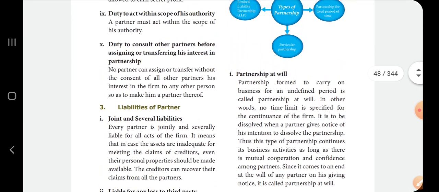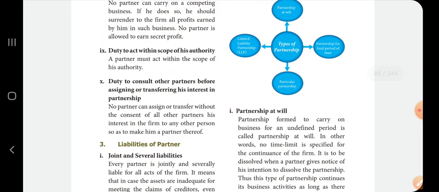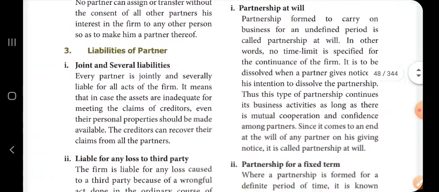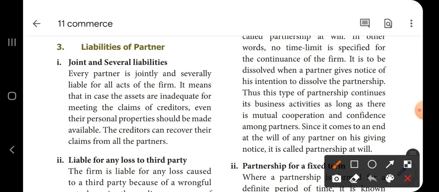Now, in the previous class, we saw about the rights and duties of partners. Today we'll see what are the liabilities of partners. You know what is a liability? Liability means we owe some amount to others. The business has to give some amount to the outsiders. The business is liable to the outsiders.